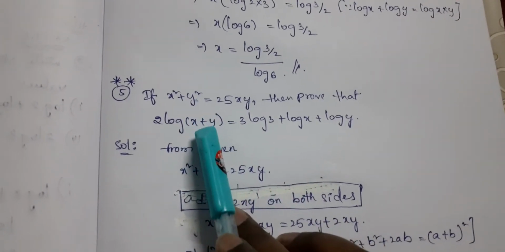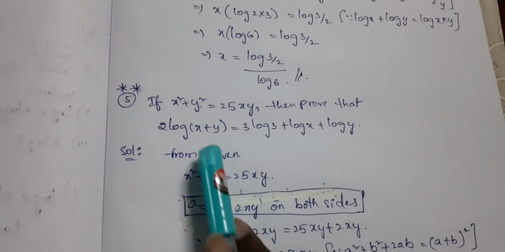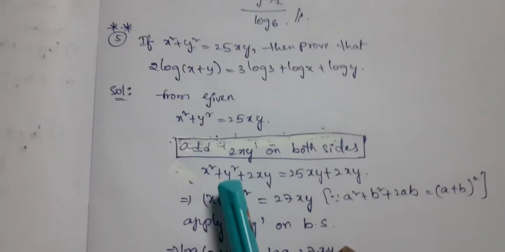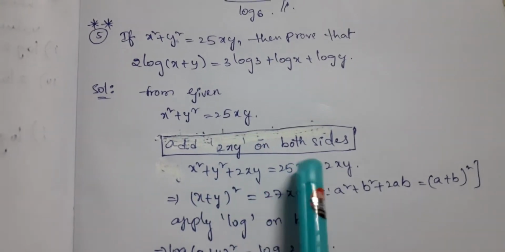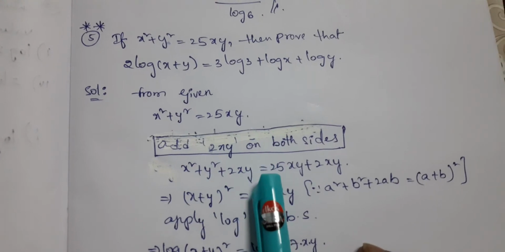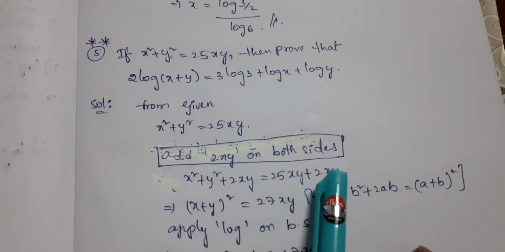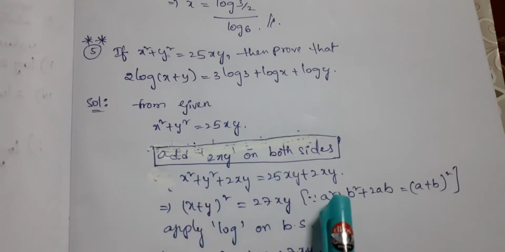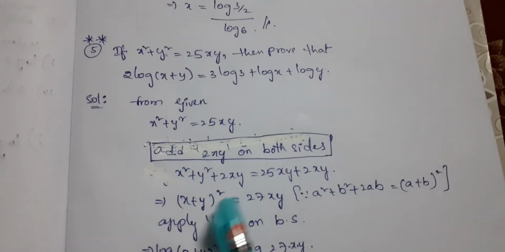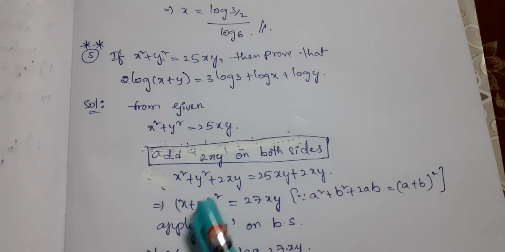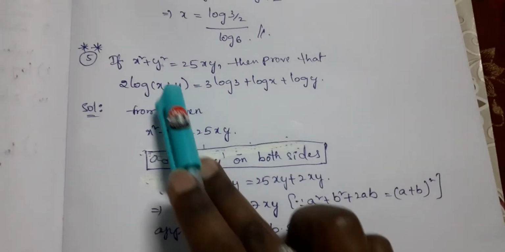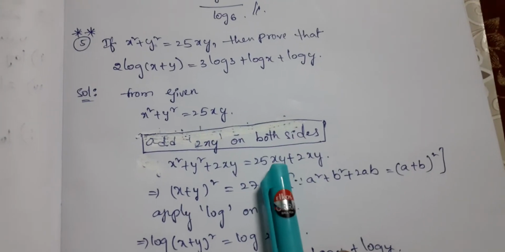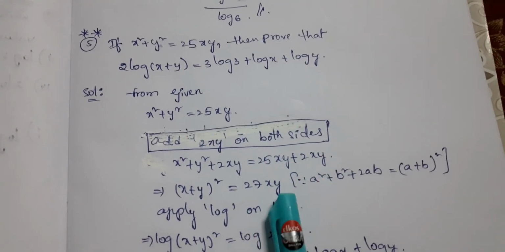Here plus is there, so we need to add plus 2xy. If minus were there, then I would need to subtract 2xy. Why? Because if I am adding 2xy on both sides, x square plus y square plus 2xy is equal to 25xy plus 2xy. This left side is in the form of a square plus b square plus 2ab, so it becomes a plus b whole square. That's why I need to add here. If it were minus, then it becomes a minus b whole square. I hope you are understanding. So here 25xy plus 2xy is 27xy.